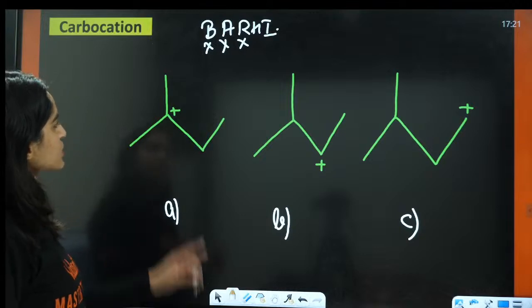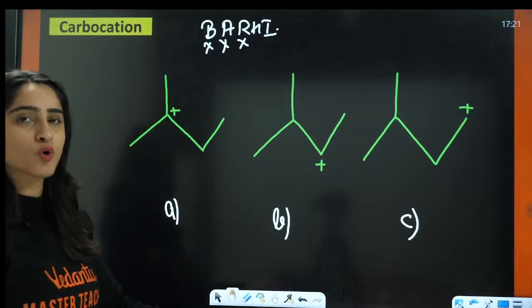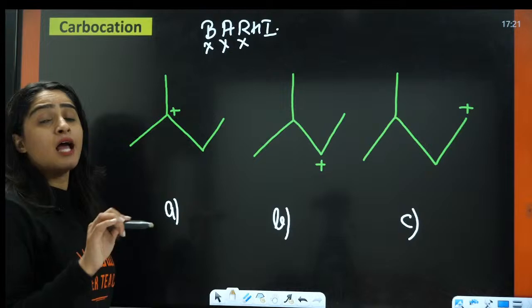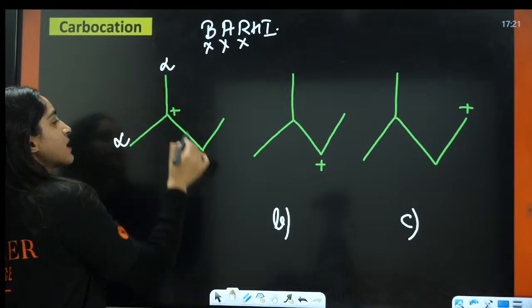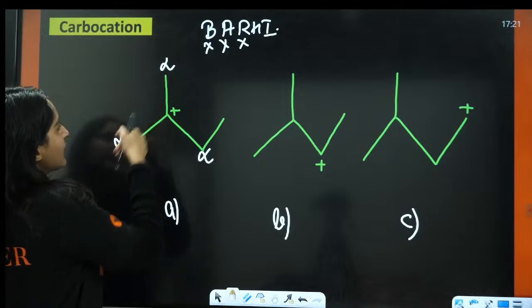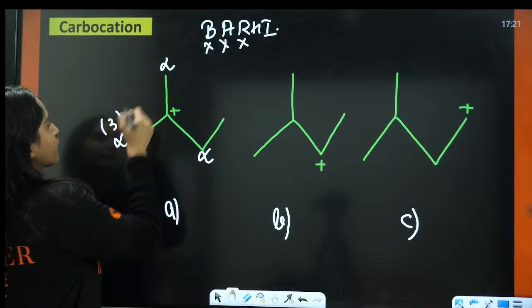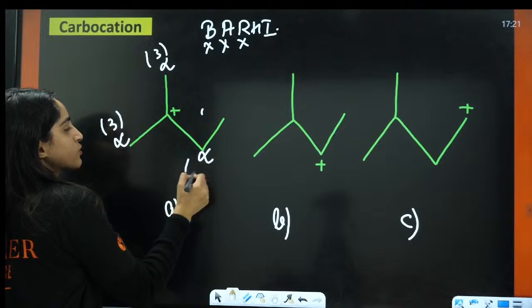For hyperconjugation, you have this positive charge. That means you have a carbocation. Now for hyperconjugation, see what the alpha carbons are. These are the alpha carbons here, and each has three hydrogens. This has three hydrogens, and this has three hydrogens.